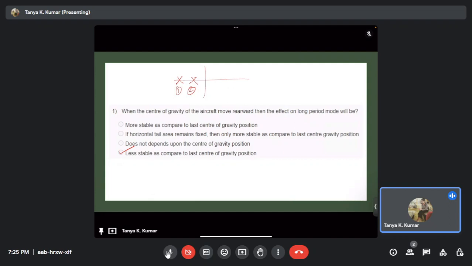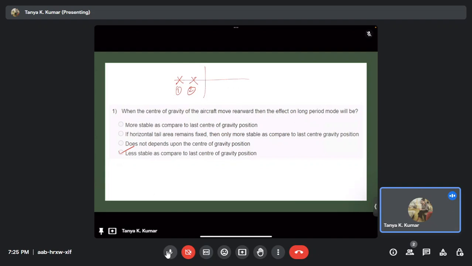The answer we just said will be less stable, right? So for stability, we know that these real parts must be negative, and when it becomes more positive or becomes less negative, it becomes less stable, right? So the real part of the roots must be negative. That was the condition for stability. More negative, more stable. Less negative, less stable, right?